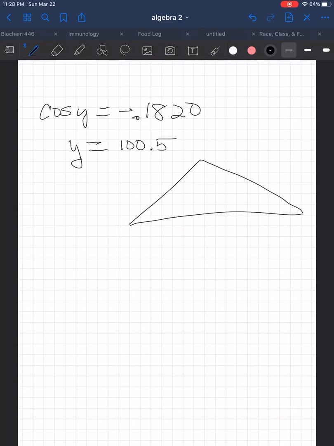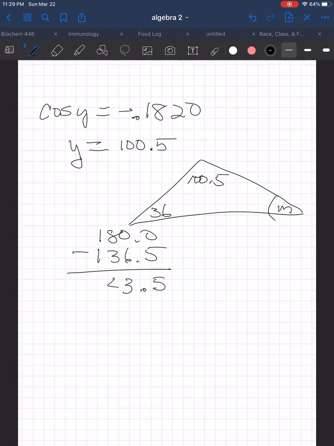Now if we go back, the only thing we don't know, we now know that this is 100.5 and this was 36. We need to find this. We don't need to use trig to find that, because there's 3 angles in a triangle and they all have to add up to 180. So add these together. That would be 136.5. Subtract it from 180 will tell us what that other angle has to be. So M has to be 43.5.